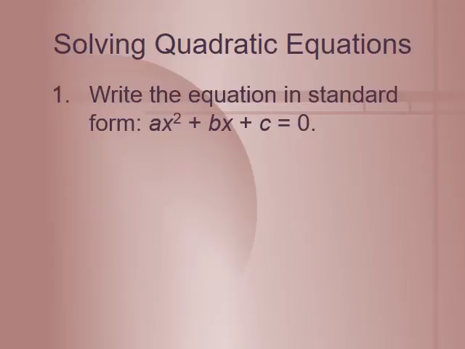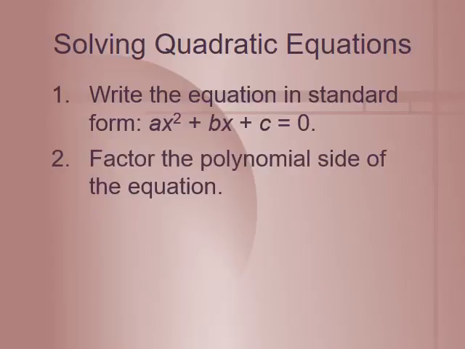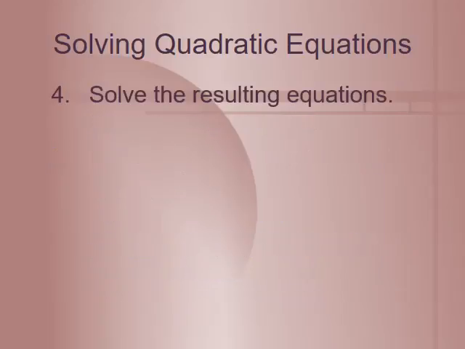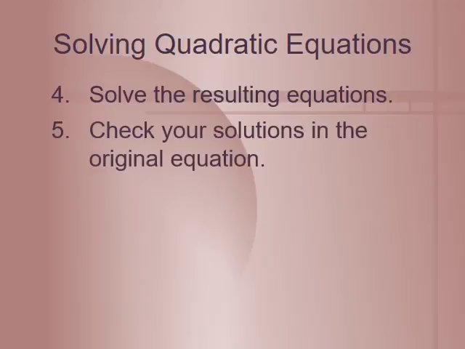Whenever you're solving a quadratic equation, your first step is to write it in standard form, which is ax squared plus bx plus c equals 0. You're going to factor the polynomial and then set each factor equal to 0 so that you can use your zero product property to solve. And then you want to check your solution with the original equation.